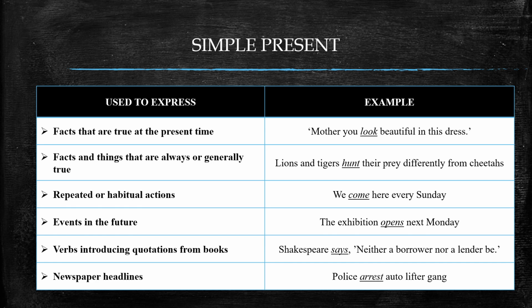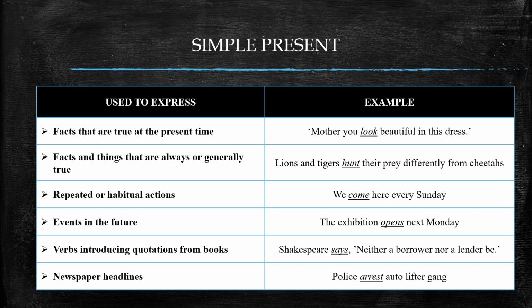The simple present tense is also used to express repeated or habitual actions. For example, we come here every Sunday. The simple present tense is used to express events in the future. For example, the exhibition opens next Monday.